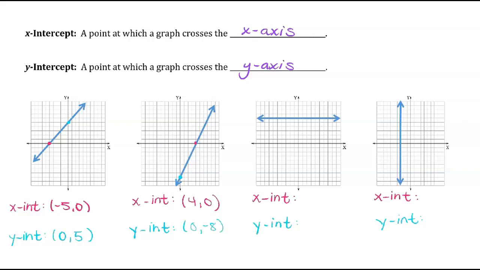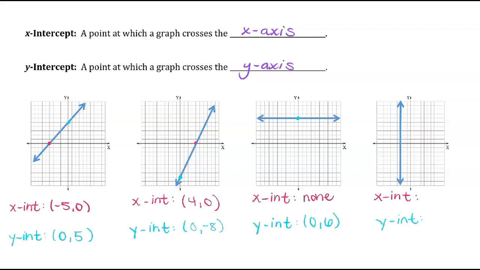Looking at our third graph, we have no x-intercepts because our graph never crosses the x-axis. However, we do still have a y-intercept here, where the horizontal line crosses the y-axis. And this is the point 0, 6.